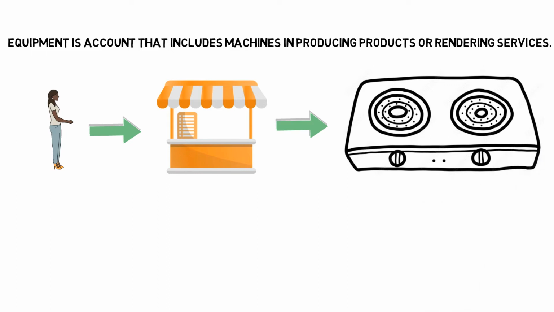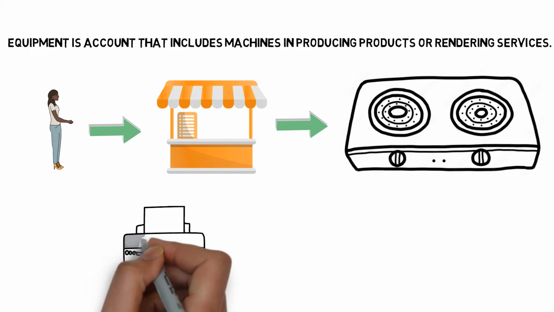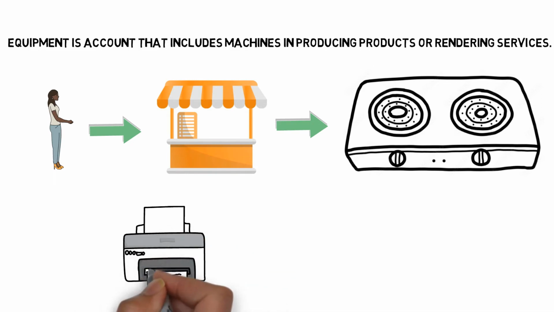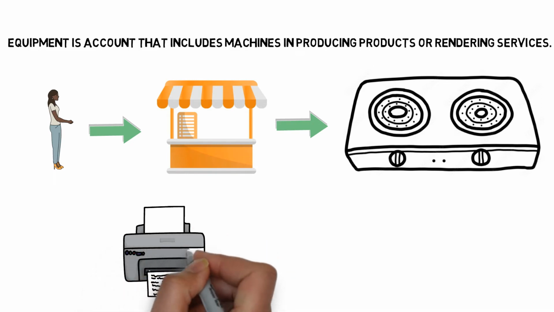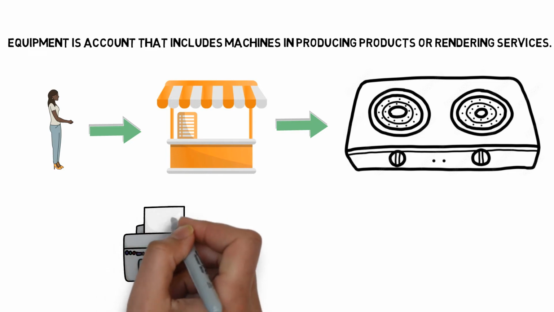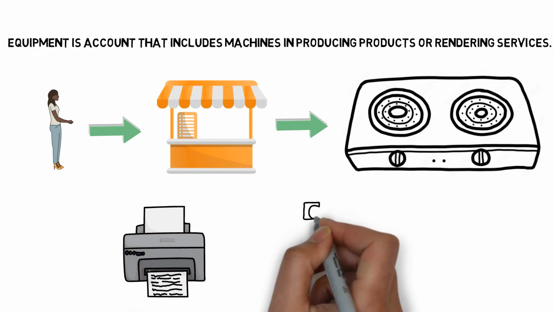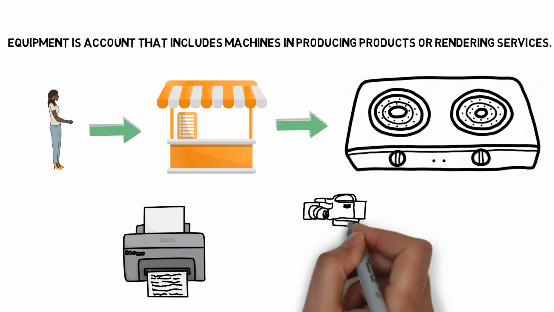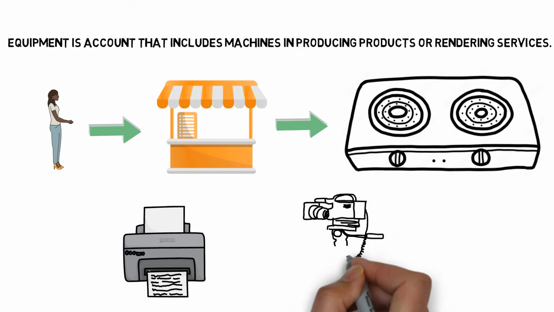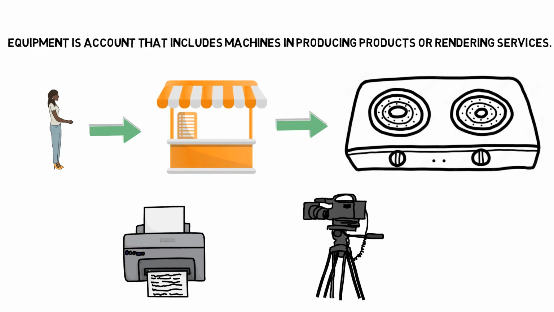Remember, equipment differs depending on the nature of the business. If a business is a printing business, the printer is their primary equipment. If a business is a photo and video shop, then the primary equipment of their business are their cameras.